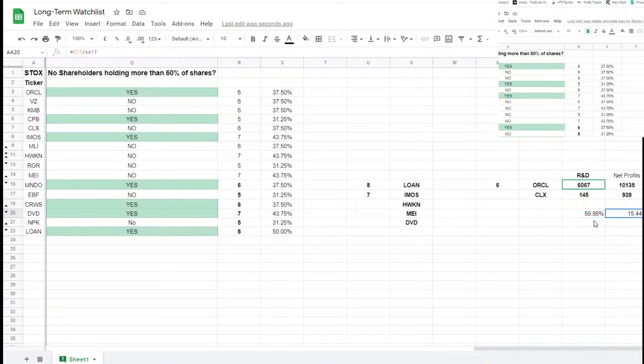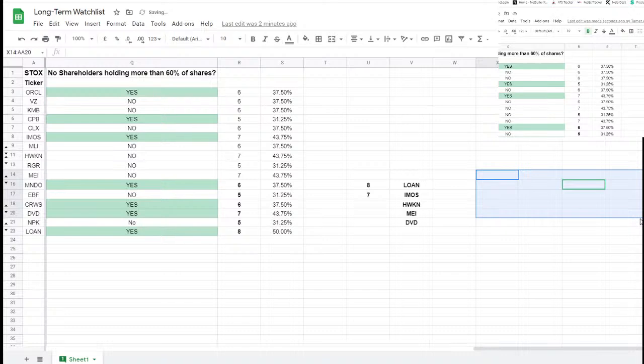Now you could make the argument for Clorox having 15% of its income going to research and development. But again, we do have to take these things into consideration where, okay, cool, it's much lower than what Oracle had, but you need to make sure that the company itself knows how to allocate its capital smartly and efficiently. So I'm going to break it to you guys, neither Oracle nor Clorox is going to go into our watch list.